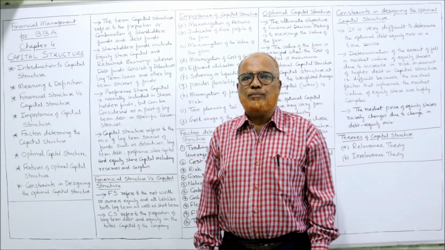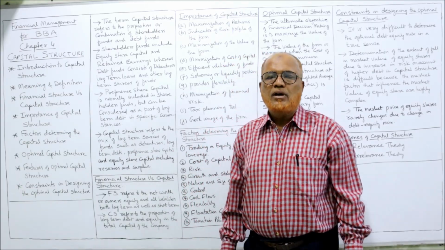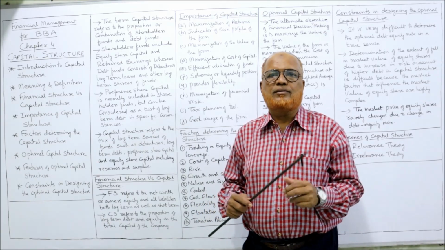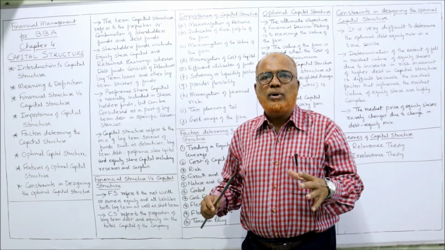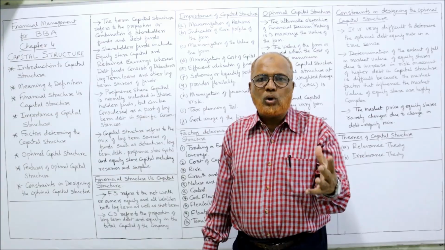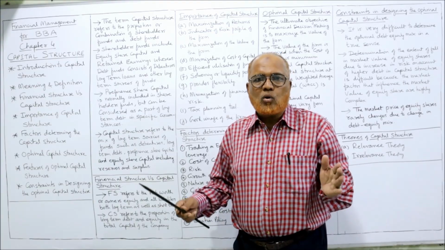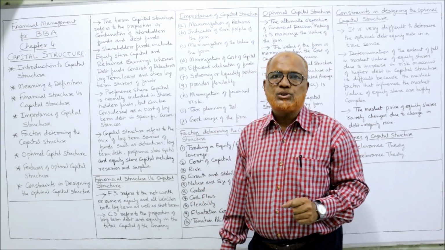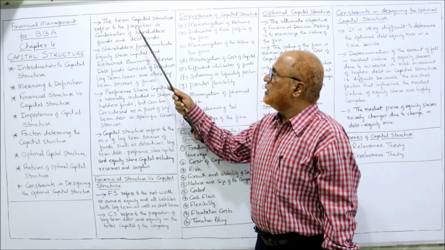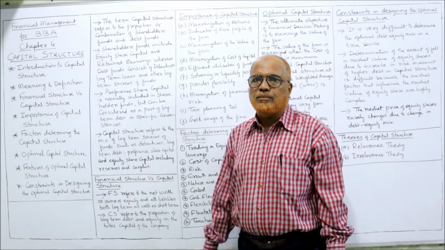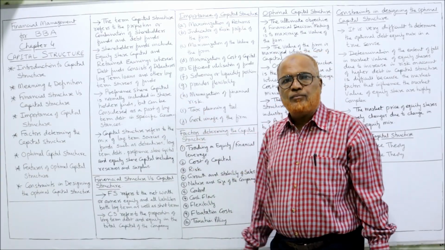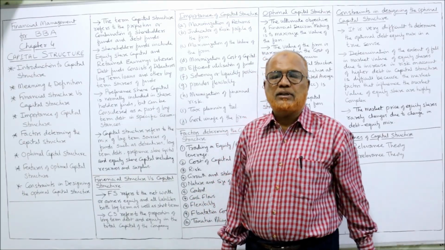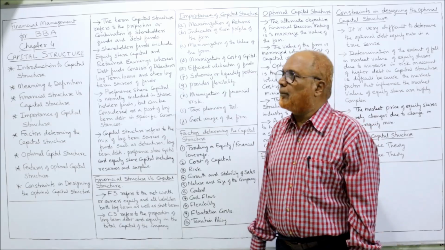Secondly, meaning and definition. Capital structure means the combination of long-term funds. In other words, the proper combination of owner's fund and borrowed fund, debt fund. The combination of shareholders fund and debt fund is called capital structure. There should be a proper combination. The term capital structure refers to the proportion of the combination of shareholders fund and debt fund. So what does the definition say? It is the combination of shareholders fund and debt fund. That combination is called capital structure.